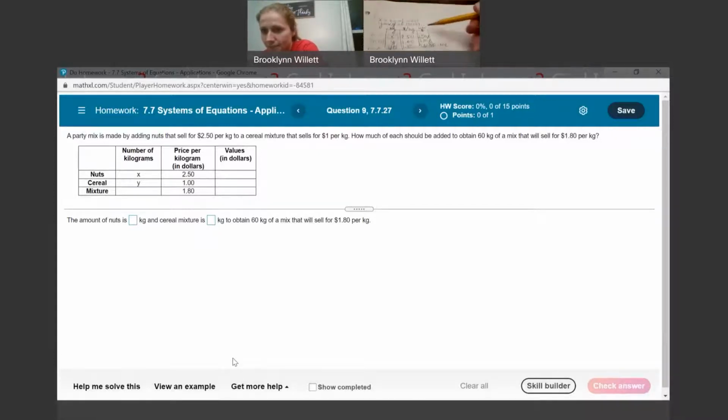And then doing that with rates doesn't actually work in the same way, because rates are not like an actual amount, so it doesn't really work with rates so much. But if we look over here, it does work if you think about total price. So total price of nuts, so dollars of nuts plus dollars of cereal needs to be total dollars for the mixture. So 250, which I'm just going to write 2.5, x plus 1 times y, so I'm just going to write y, equals that total 108.